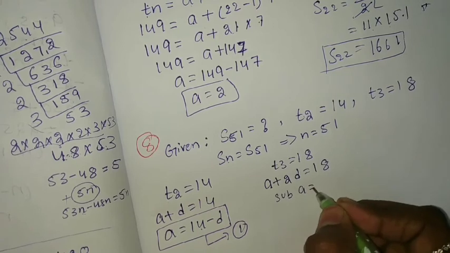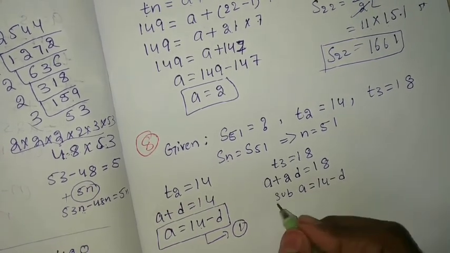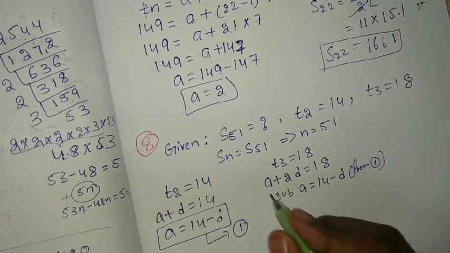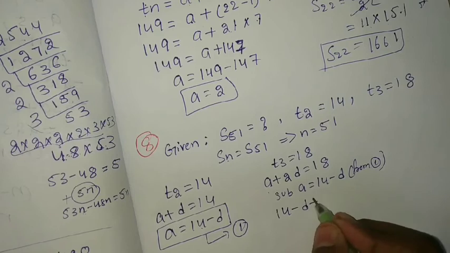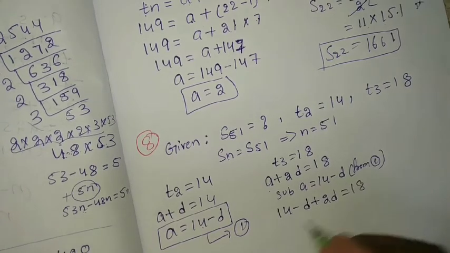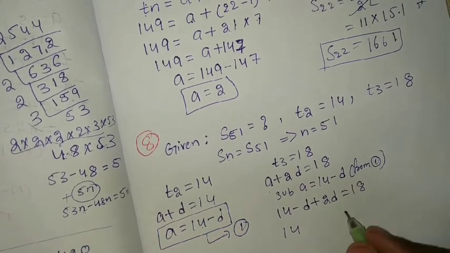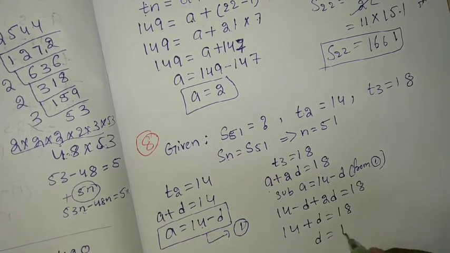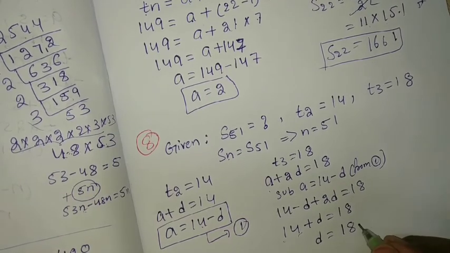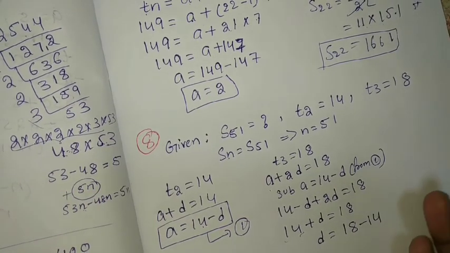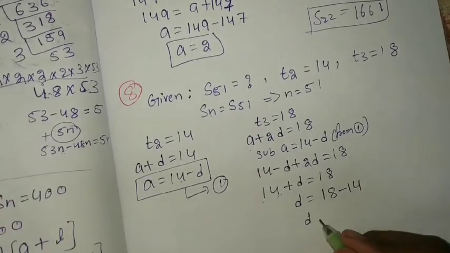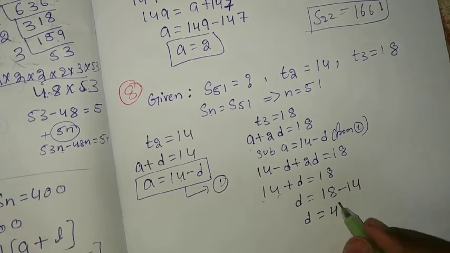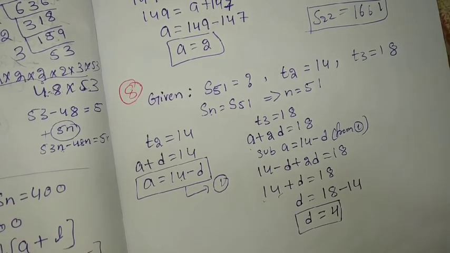Substitute A is equal to 14 minus D from 1. So what is A here? 14 minus D plus 2D is equal to 18. What is minus D plus 2D? We get 1D is equal to 18 minus 14, when we move it to the right side. Then what is the common difference? D is equal to, what is the remaining here? 18 minus 14, we get 4. Understand?